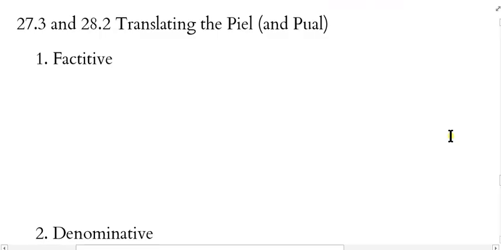Let's move on here to 27.3, which is translating the Piel, and in the Pual chapter, it's 28.2, translating the Pual. There's really nothing to say about that except that you take the Piel meaning and make it passive, okay? But let's walk through the different semantic possibilities that putting a verb in the Piel stem could involve. Now, here's the thing. There are going to be three main ways that the Piel will mean something by using the Piel formation.